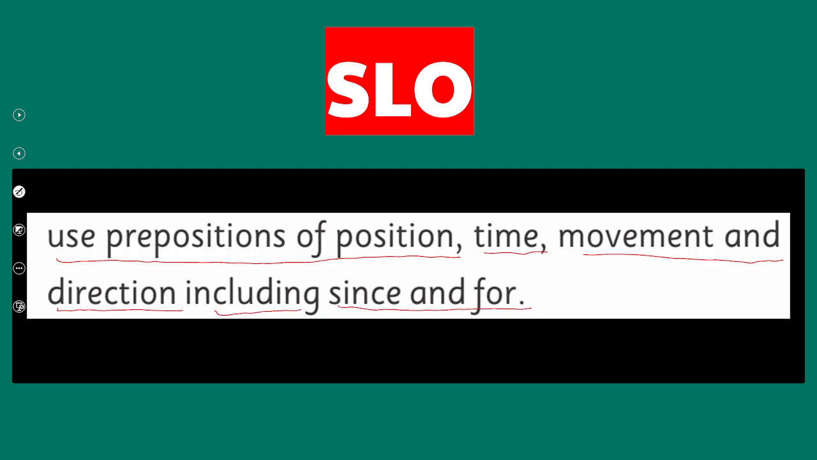This SLO was also discussed in lecture 1A, and in that lecture we discussed what a preposition is, what the different types of prepositions are, what is meant by preposition of time, preposition of movement, preposition of direction, but we didn't discuss since and for. So in this lecture we will focus on this part of the SLO and find out what the preposition since is and what for is and how they are used. They are actually prepositions of time. So let's start this SLO.